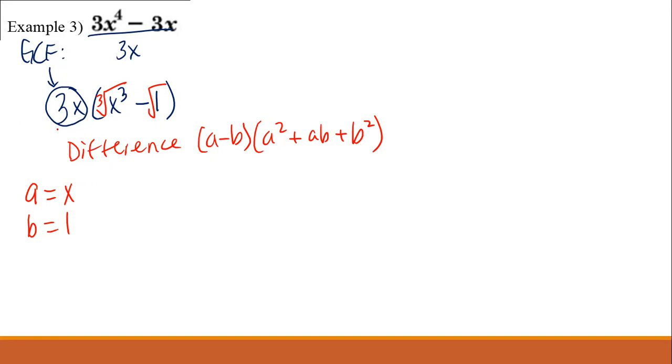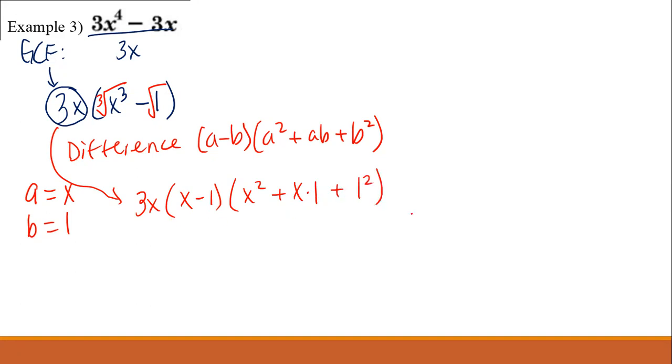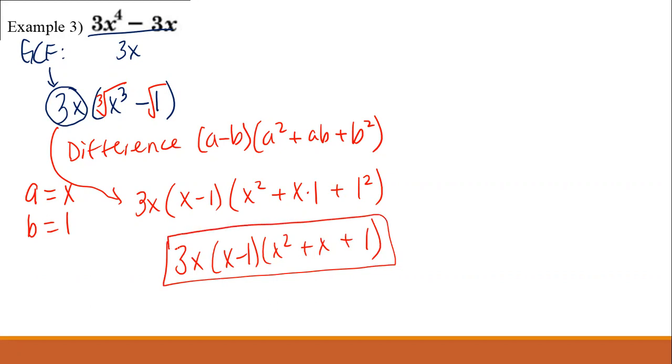So when I write this factor, remember, I must always include my GCF. So I have 3x times x minus 1 times x squared plus x times 1 plus 1 squared. I'm just going to write it out so you can see that I put everything where it goes. As you get better at this, clearly you can do some mental cleanup, less writing on paper. So we have 3x times x minus 1 times x squared plus x plus 1. And that would be my final factor.